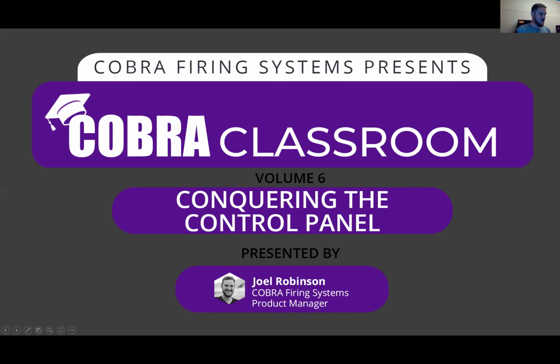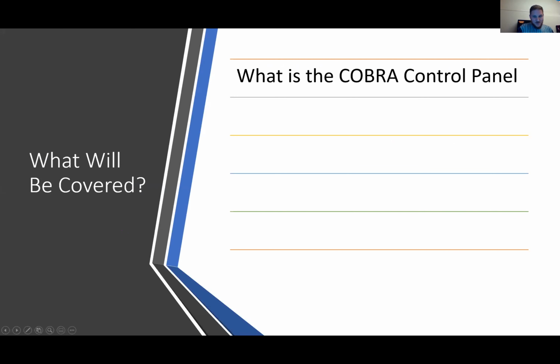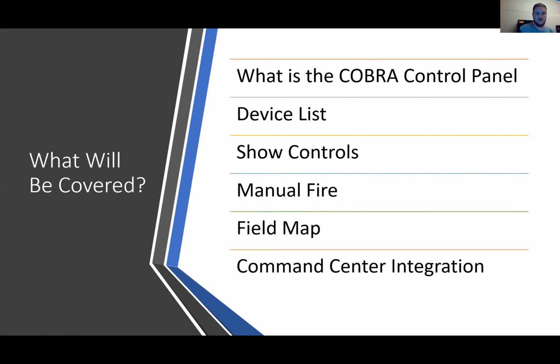All right, so I'm going to go ahead and dive in here. What are we going to be covering today? We're going to be talking about what is the control panel, obviously. And then within the control panel, we're going to be deep diving into the device list, show controls, and obviously I'm going to talk a lot about these once we get into it. So I'll explain all of these in much detail. Manual, fire, and field map. And then lastly, I'm going to pass over to Scott, and he's going to talk about the command center integration with the control panel. So what is the control panel?